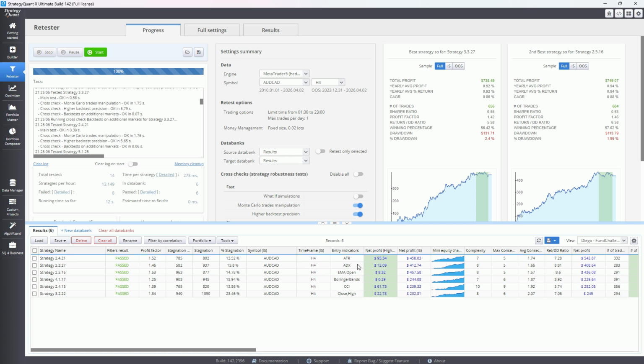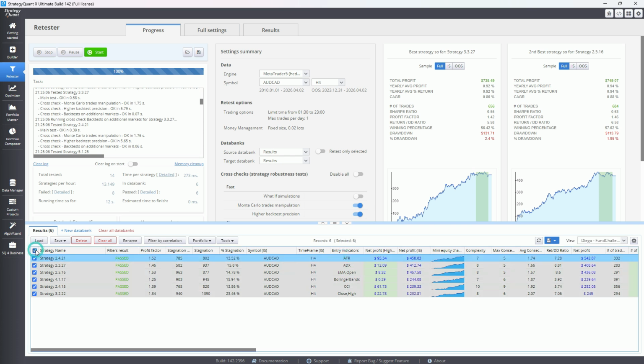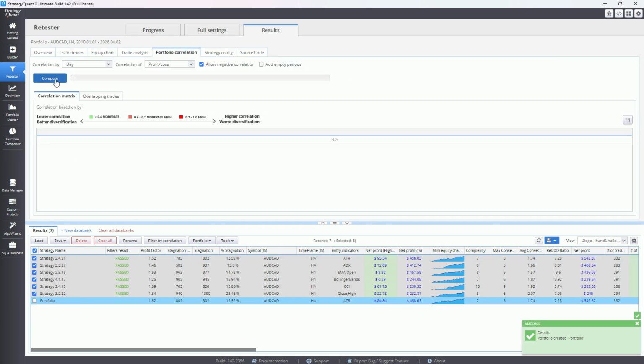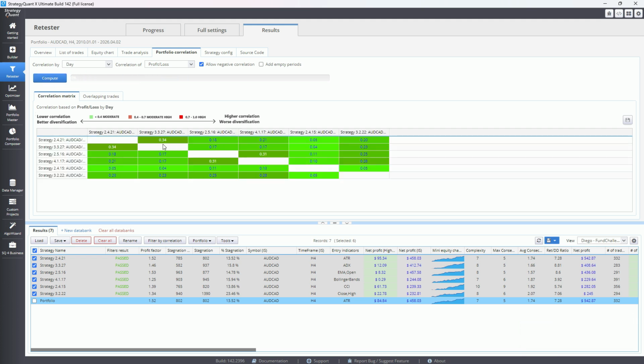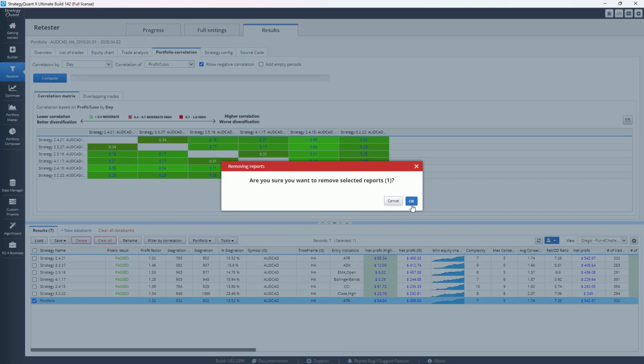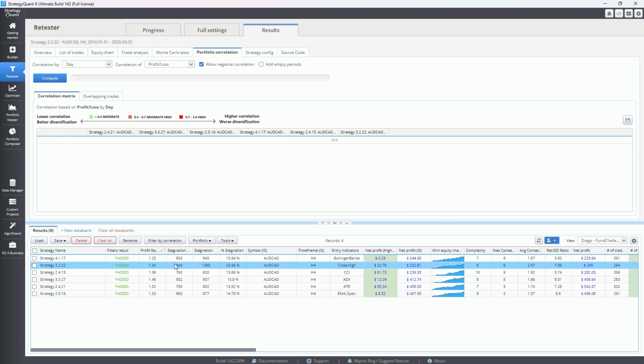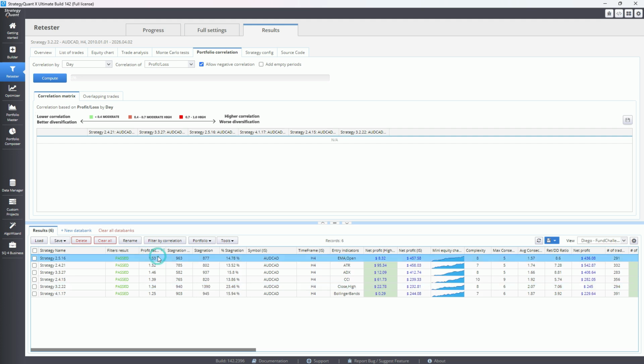So first I'm going to see that these strategies are not correlated, so I will merge the strategies. I measure all of them in a portfolio, and in the portfolio I compute a correlation test, and I see that all of them are not correlated. So now that I did this test, I delete that, knowing that all of them are not correlated, and then I will order by profit factor, right? So I can see 1.53 and 1.52.